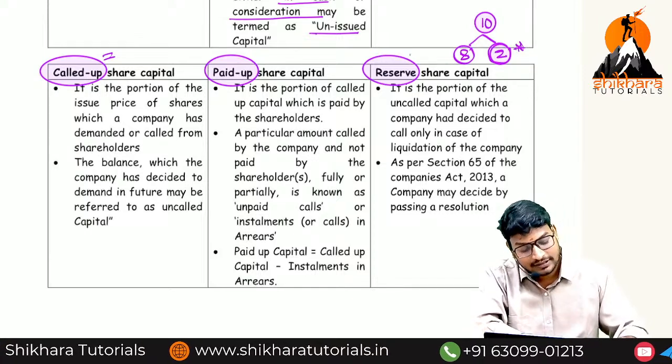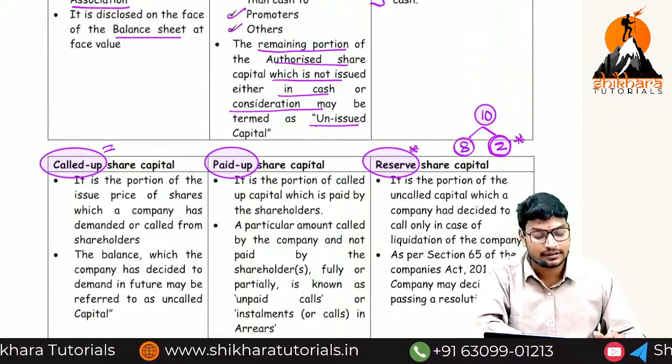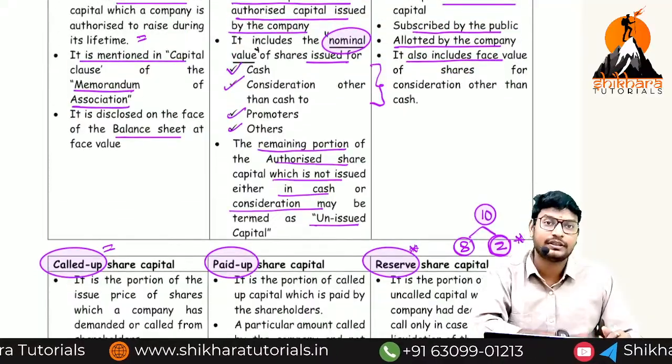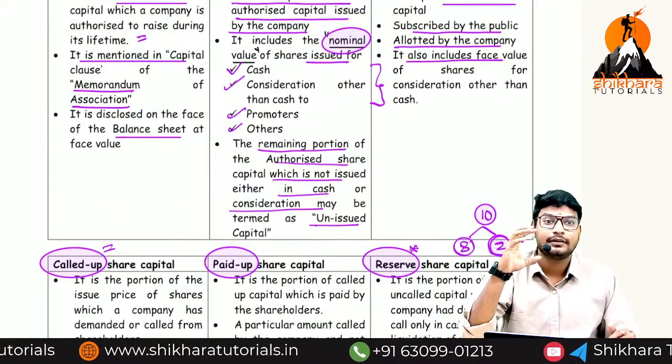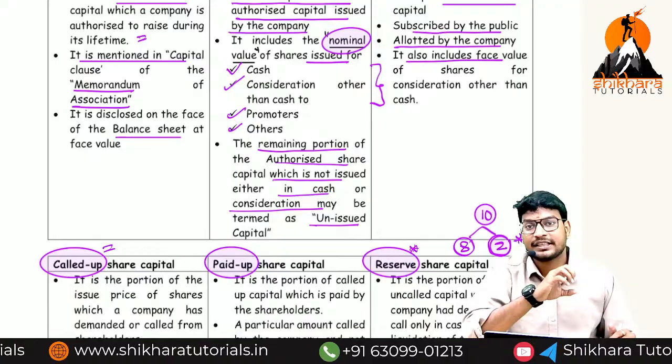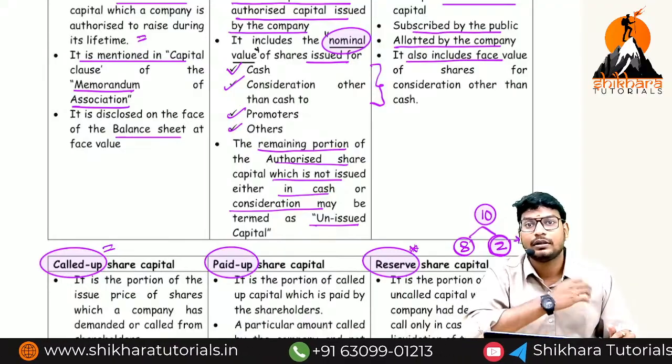So forget about this one. This one will not be coming to the picture. You have to remember what? First one, authorized, and then issued, subscribed, called up, uncalled, and paid up.